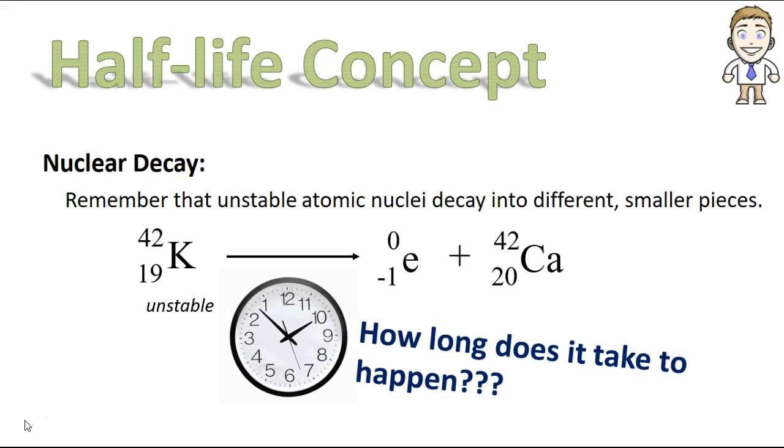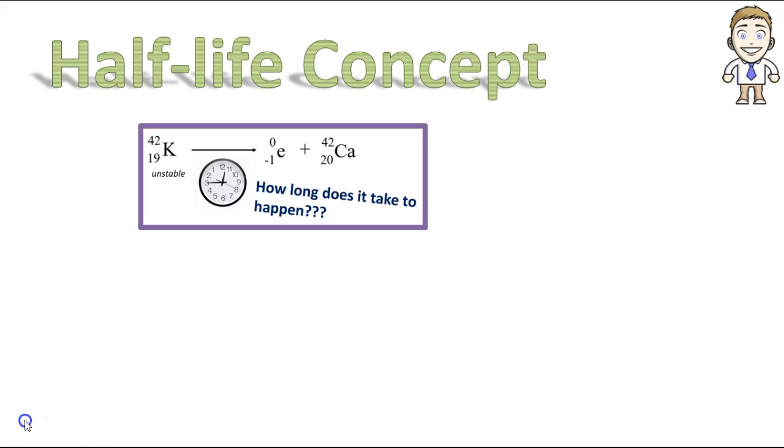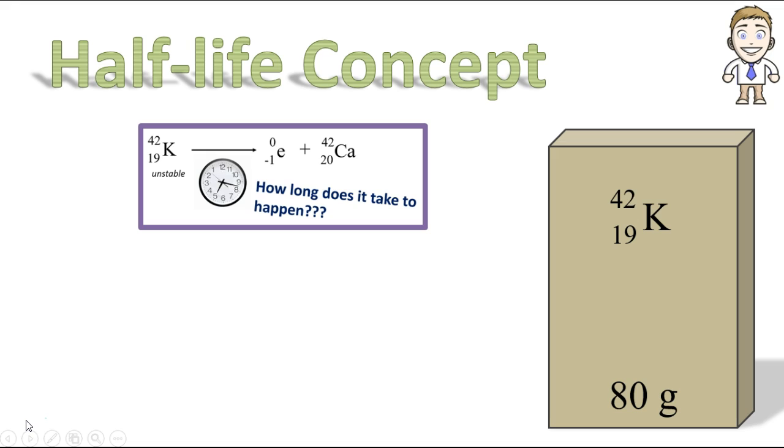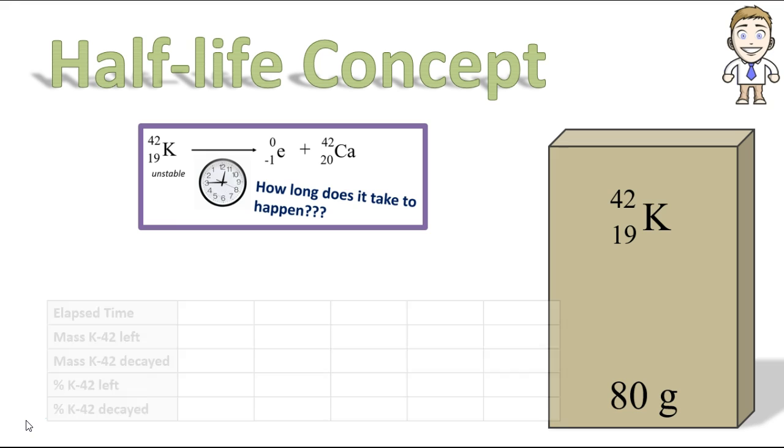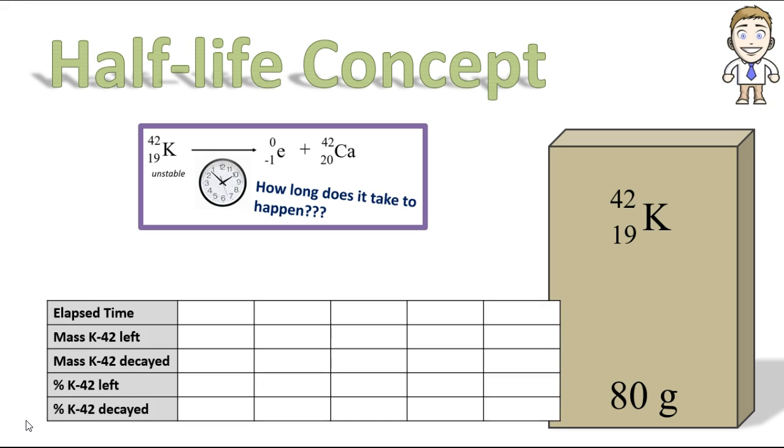The question for this video is not so much what's happening, but how long it takes this process to happen. So to understand this concept, let's imagine we had a big giant block of potassium-42. In this case, let's say we have 80 grams of it. And we're going to keep track of some information pertaining to this block, this mass, over time, starting with what we'll call the initial time, 0 minutes. How much potassium-42 is left? Technically all of it, 80 grams. Nothing's happened at time 0, at 0 minutes, which means none of the potassium-42 has decayed. Same information in terms of percentages, 100% is left and 0% has decayed so far.